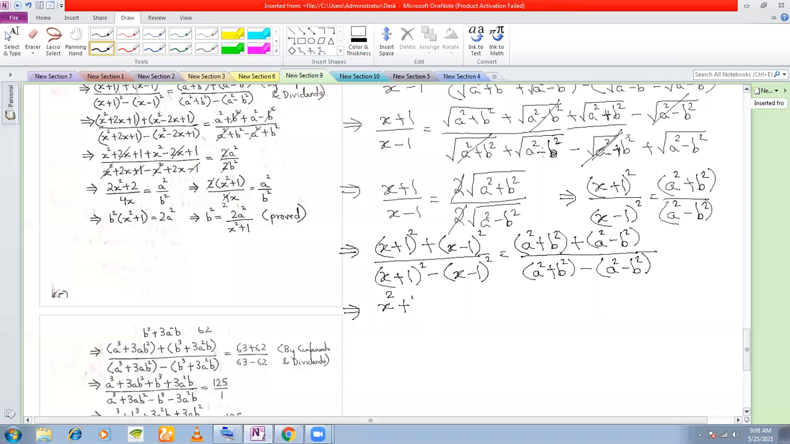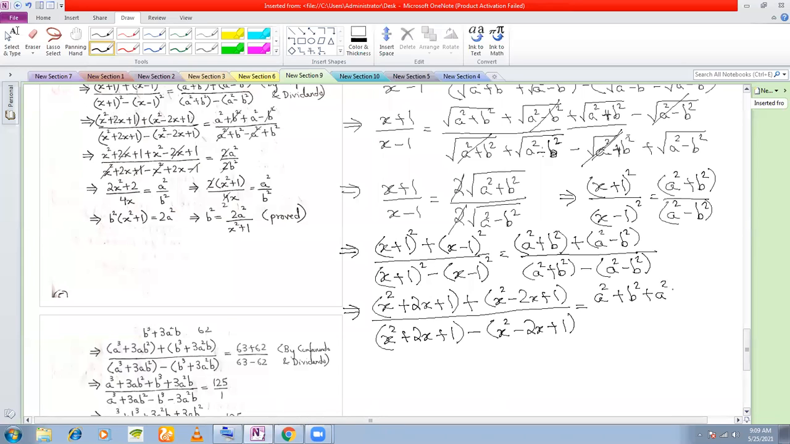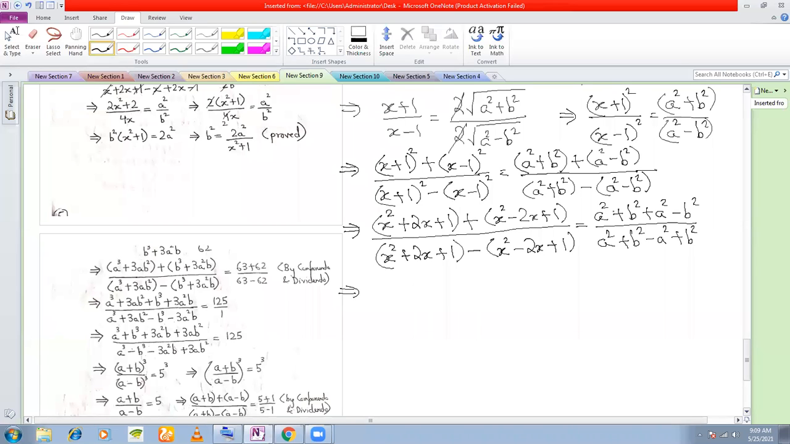So first one, x plus 1 whole square, you get x square plus 2x plus 1. And here you get x square minus 2x plus 1. And in denominator you have x square plus 2x plus 1 minus x square minus 2x plus 1. And here you open the brackets, a square plus b square plus a square minus b square. Have a square plus b square minus a square plus b square. Okay. So now on the right hand side, you cancel what is cancelling.